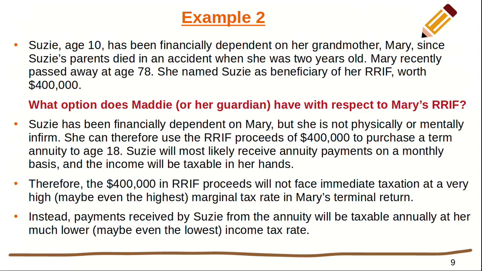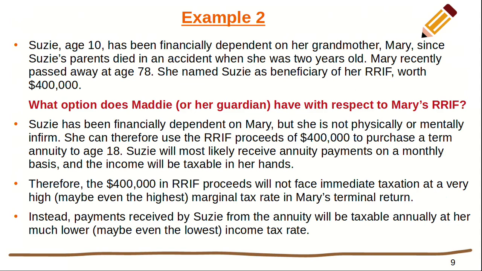So now let's see another example. Susie, age 10, has been financially dependent on her grandmother, Mary, since Susie's parents died in an accident when she was 2 years old. Mary recently passed away at age 78. She named Susie as beneficiary of her RRIF, worth $400,000. So what options does Susie or her guardian have with respect to Mary's RRIF?